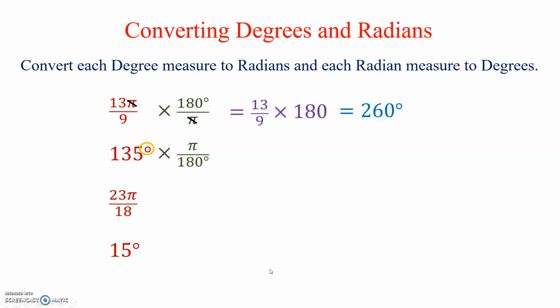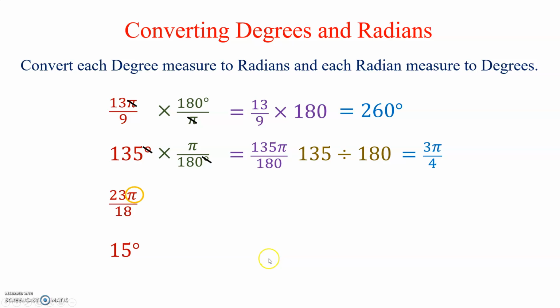Next one, we're trying to get rid of the degree. So therefore, we want degrees in the denominator. Hence, pi over 180. Degrees cancel. We're left with 135 pi over 180. There's the math. It leaves me with 3 fourths is what the calculator will say when we just put the pi in the numerator. Because the 135 over 180 reduced to 3 over 4.